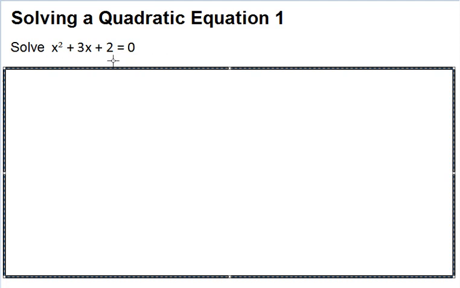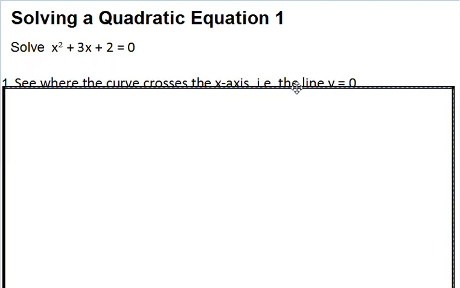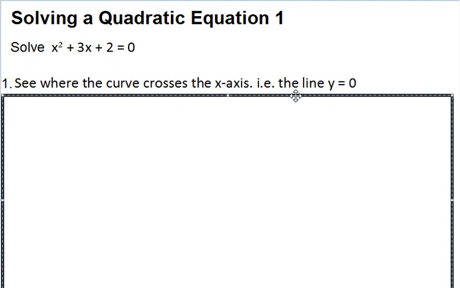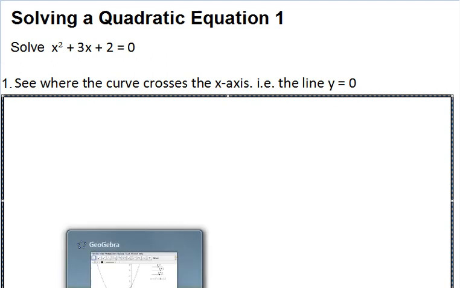Okay? And there are a number of ways in which we could do that. One of the ways we could do it is by seeing where the curve crosses the x-axis when we draw the graph. And I put here, i.e., the line y equals 0, because the x-axis, as you may know, is the line y equals 0. So if I go into GeoGebra, I'll just show you what I mean.